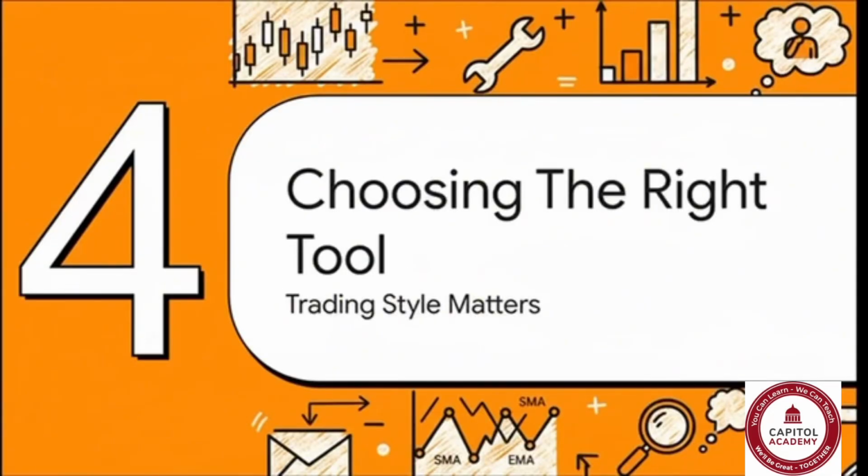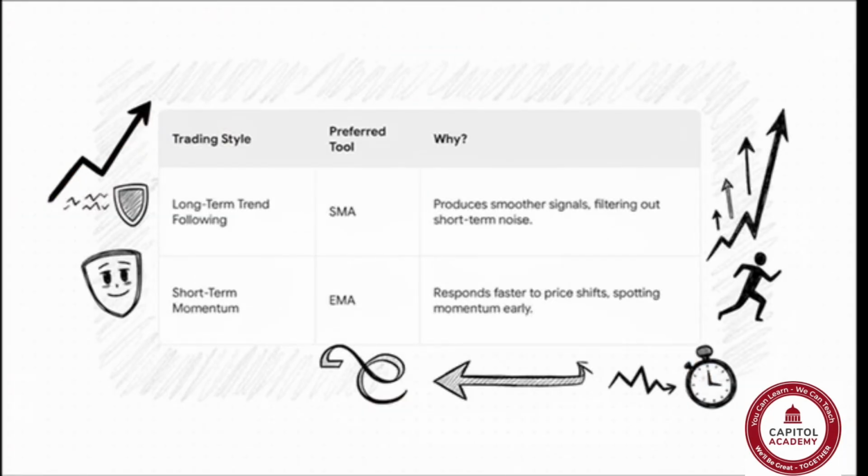So theory is great, but how does this actually work in the real world? Well, choosing the right tool for the job really depends on your own trading style. It connects directly to your strategy. If you're a long-term trend follower, someone who wants to ride the big moves and just ignore the day-to-day noise, the SMA is probably going to be your best friend. But if you're a short-term momentum trader trying to catch those quick bursts, you need the responsiveness of the EMA.